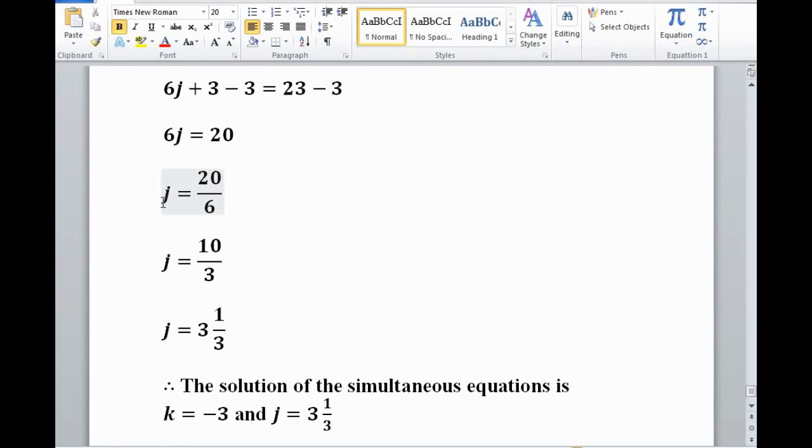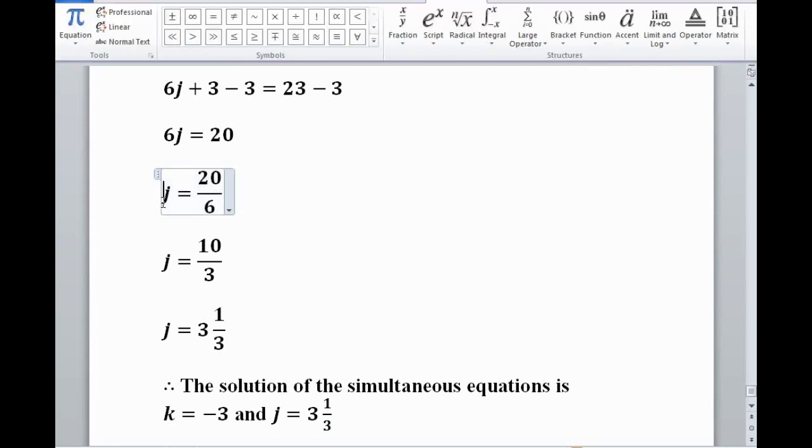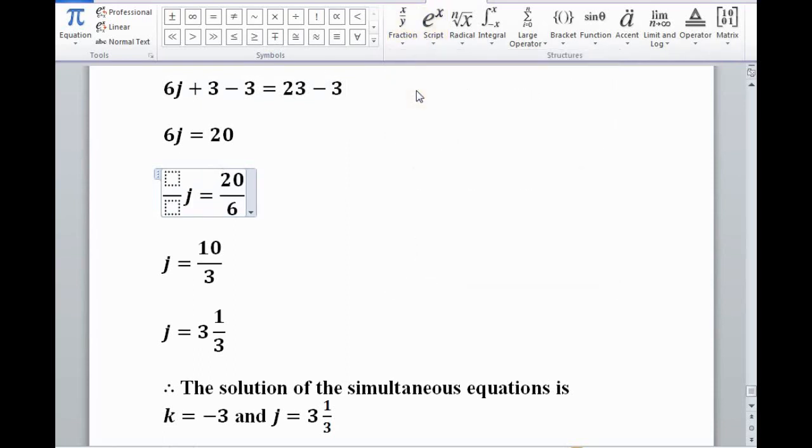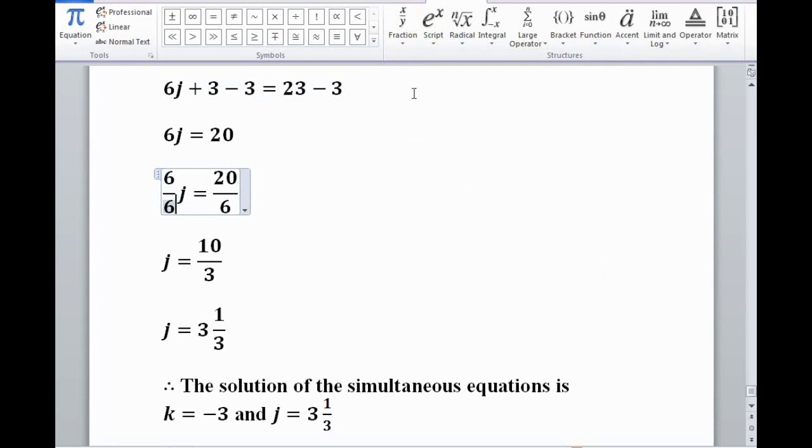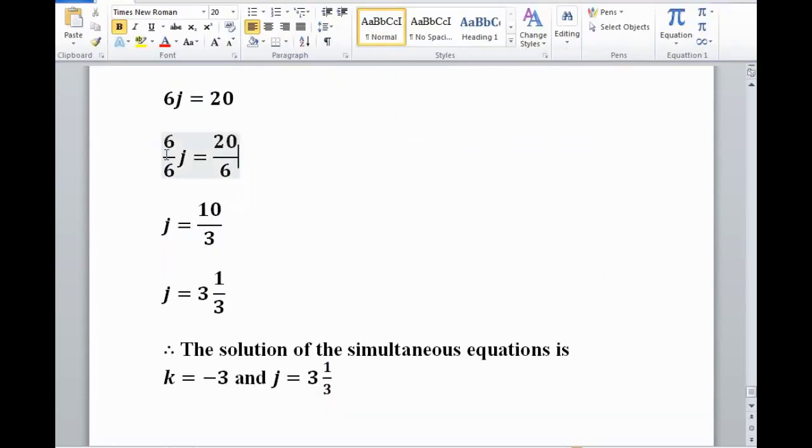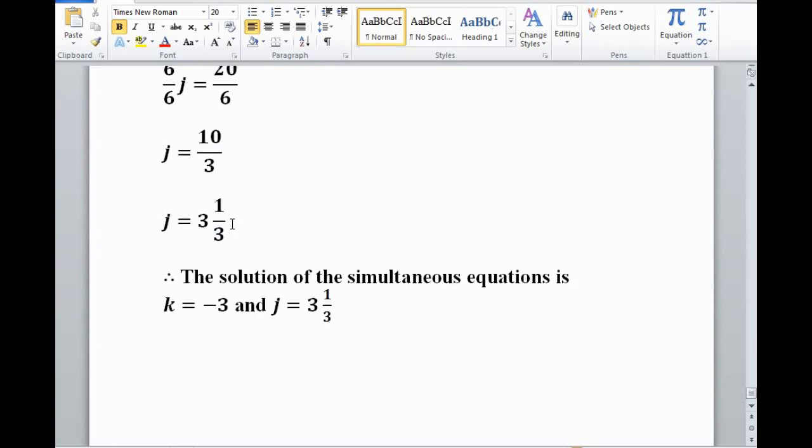Let me divide this left hand side by 6. Coefficient 6 will be divided by 6 to get 1. Okay, so 6 will cancel out 6, so we have j equals right side 6 and 20, they have common factors 2. So 2 times 3, 6 and 2 times 10, 20. Since 10 upon 3 is an improper fraction, this fraction can also be expressed as 3 whole 1 upon 3. So the solution of the linear equations is k equals negative 3 and j equals 3 whole 1 upon 3.